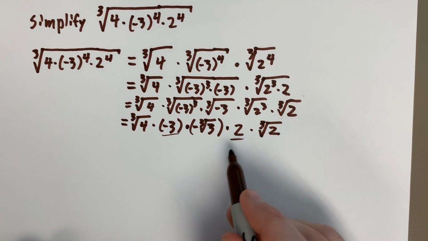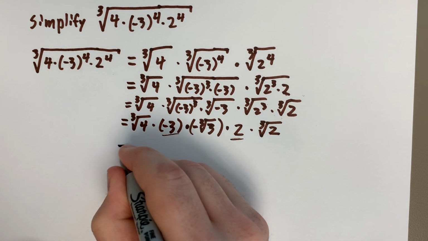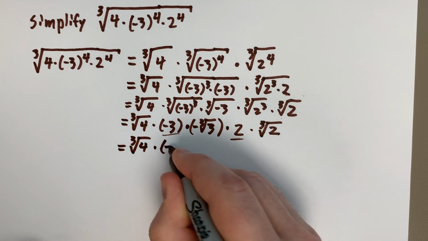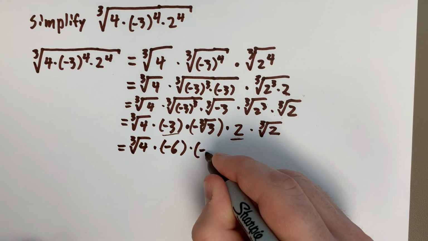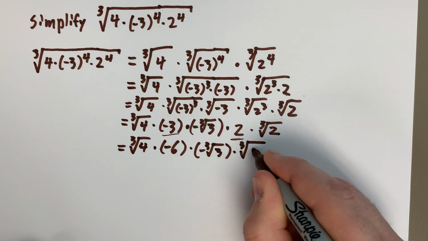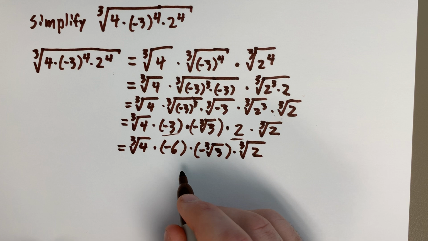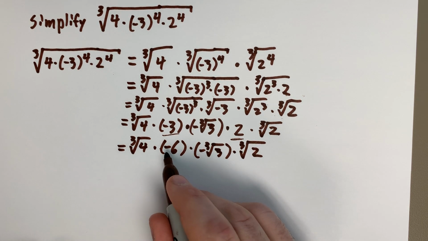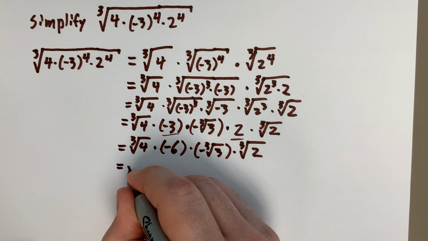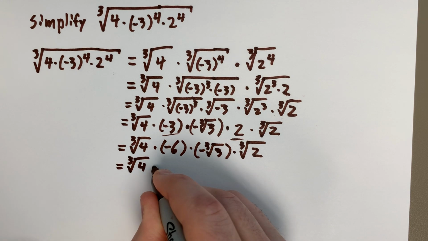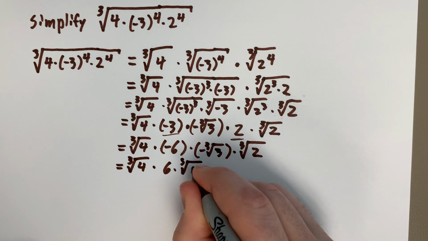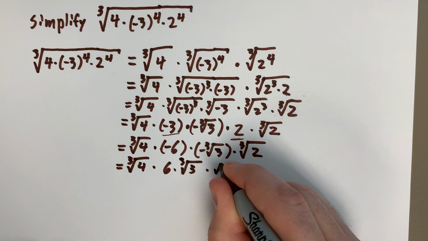I have this, and these two things can be multiplied together. So I have cube root of 4 times minus 6 times minus cube root of 3. And then this is also going to be times the cube root of 2. All right, so another thing is we have minus times minus, so that becomes plus. Let's do that in the next step here. So we have 6 times the cube root of 3 times the cube root of 2.